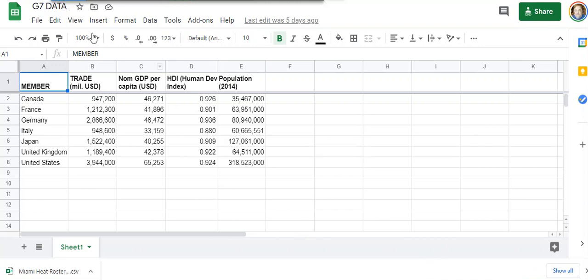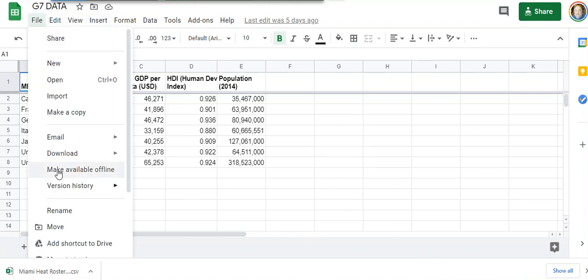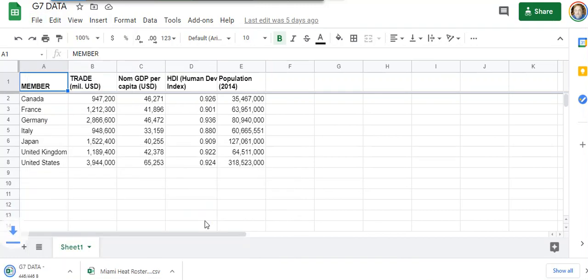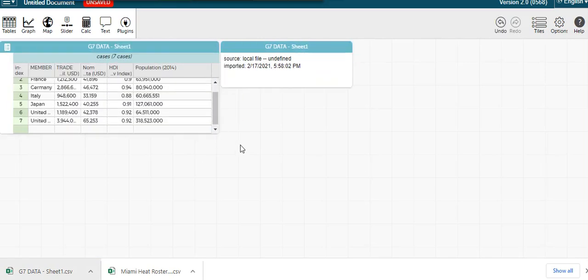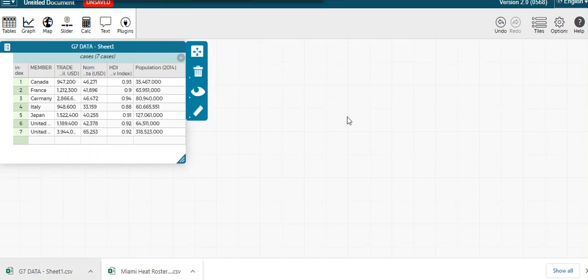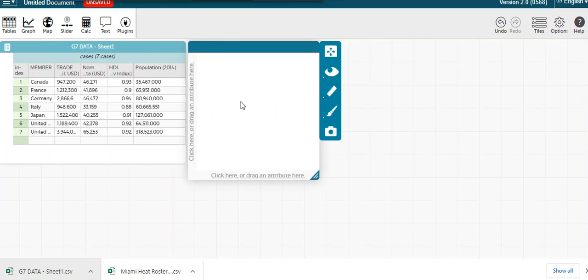So I'm going to download this as a CSV. And then we can drag and drop it into CODAP. Drag and drop, bang. And I don't need that. And there is our file. All right, so now we're ready to chase after a graph. And like I said, we're going to do the HDI.